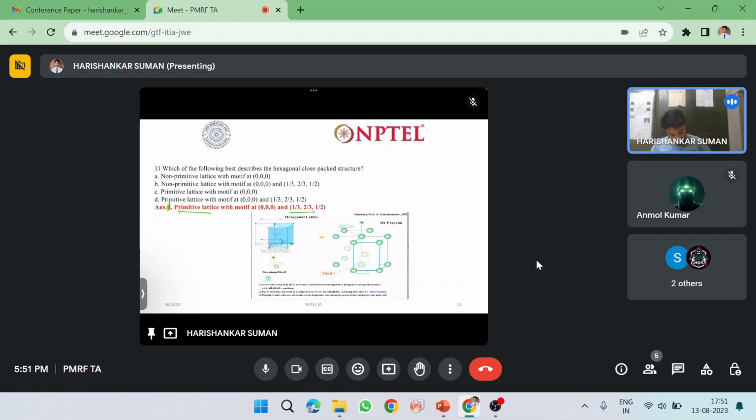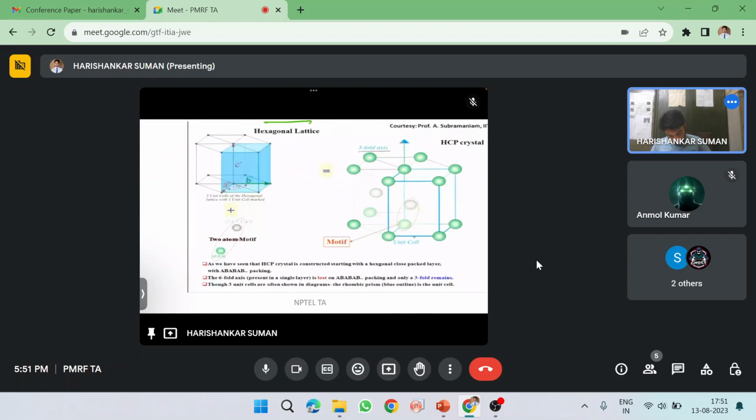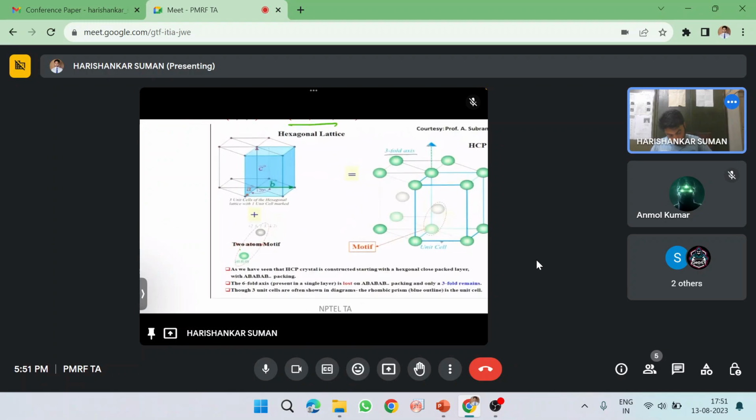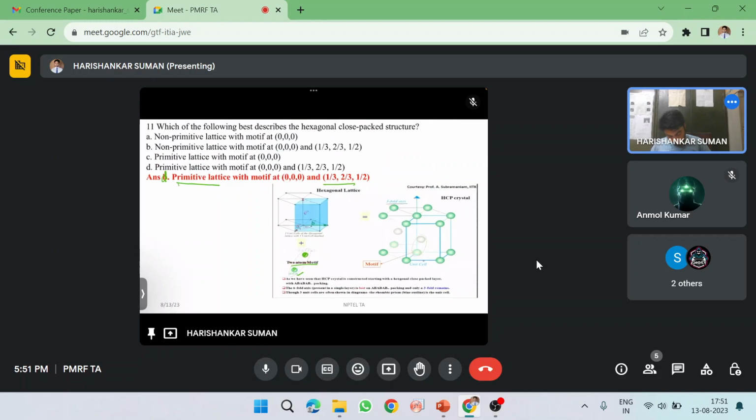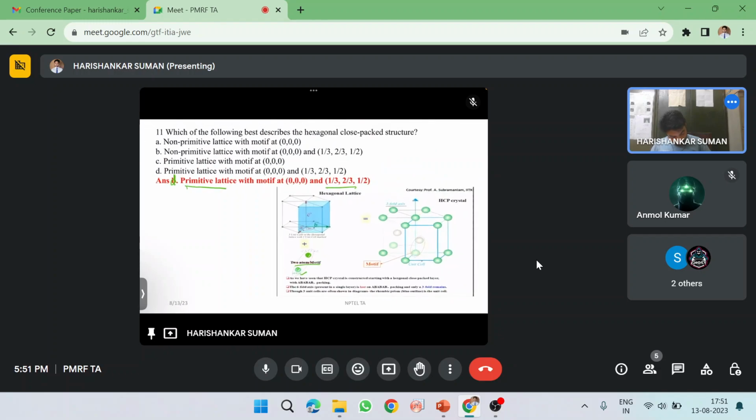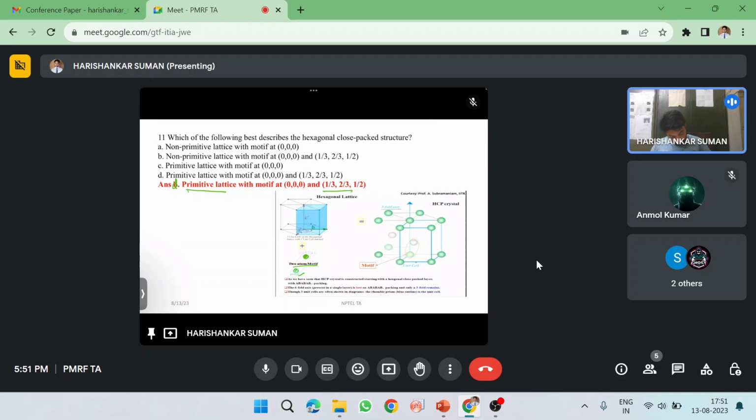You can see the two-atom motif, that is at position 0,0,0 and 2/3, 1/3, 1/2.